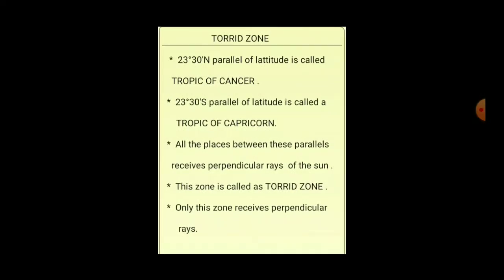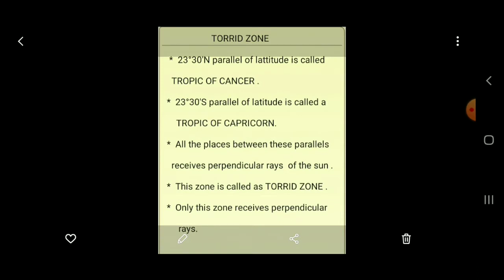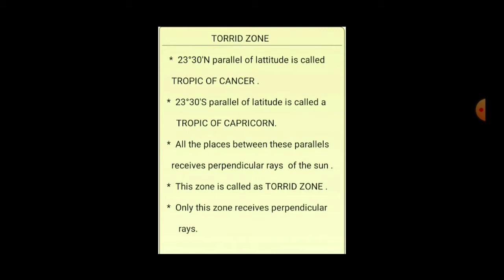All the places between these parallels receive perpendicular rays from the sun. All the areas between these two latitudes, that is between 23.5 degrees north and 23.5 degrees south, is called the torrid zone, and this zone will be receiving perpendicular rays of the sun, and perpendicular rays of the sun give more heat. This is the only zone which receives perpendicular rays of the sun. No other zone will receive perpendicular rays. They will be receiving slanting or more slanting rays.